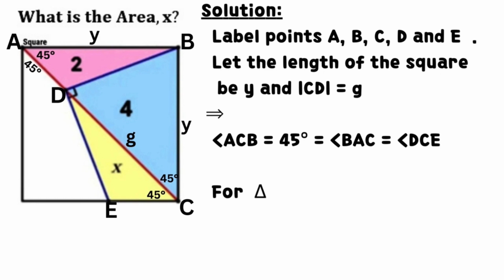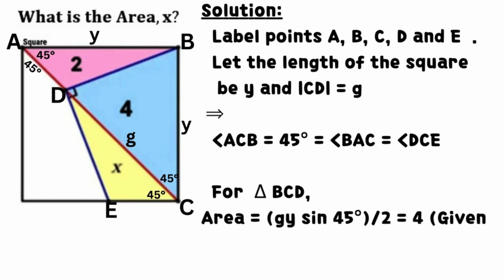It implies that angle ACB equals 45 degrees, which equals angle BAC, that is equal to angle DCE. For triangle BCD, area equals half the product of G and Y times sine 45 degrees, which equals 4.